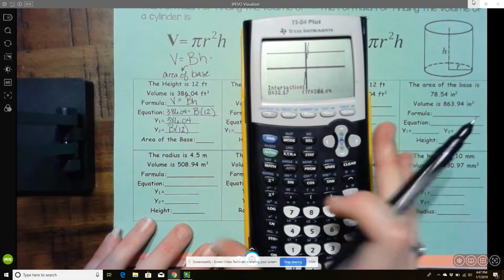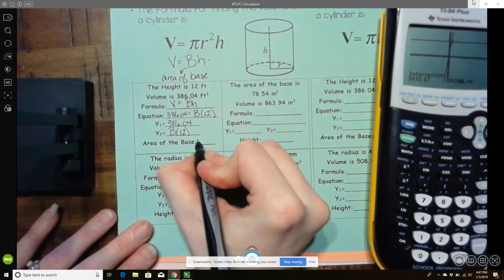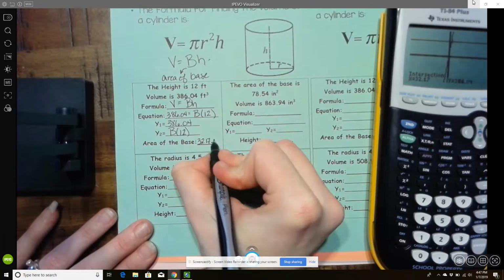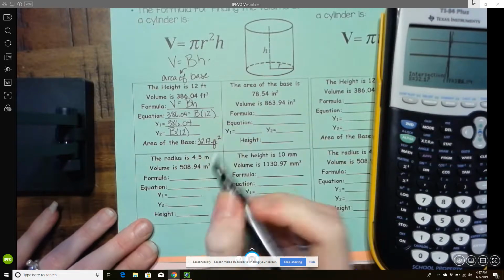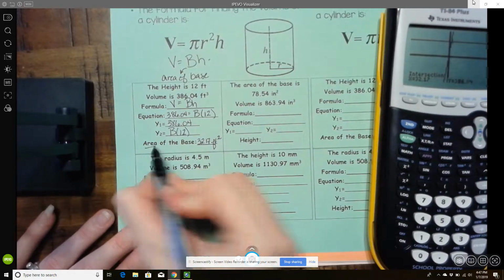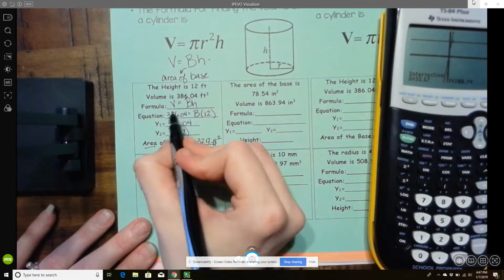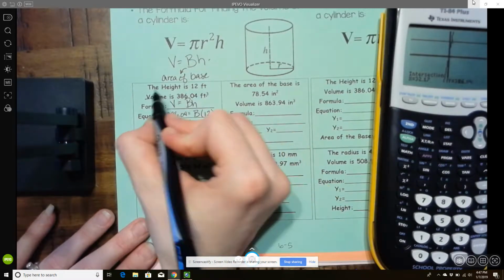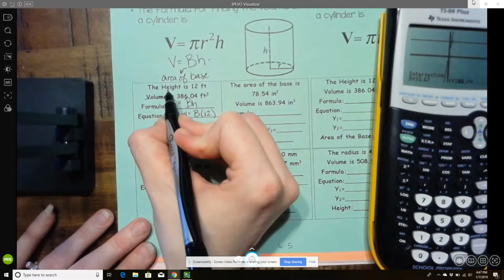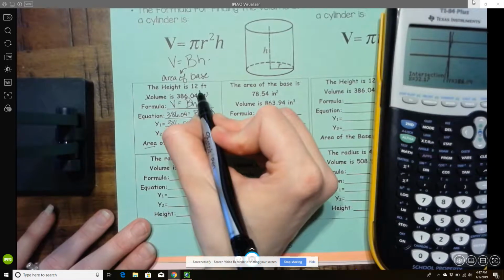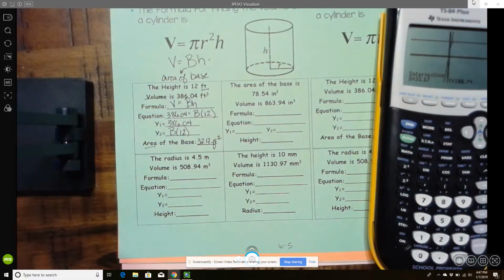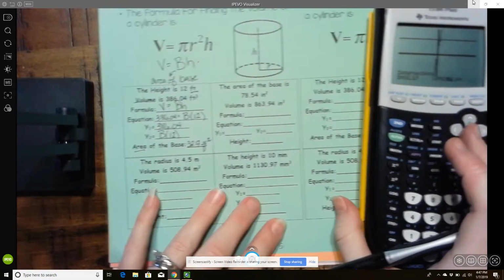And here I get 32.17. And it's going to be feet, but this time it's going to be feet squared. Area is an exponent of 2. Volume is an exponent of 3. If it's just a dimension, height, width, length, anything like that, perimeter, these are all just going to be the unit. Feet, inches, just that, no exponent.